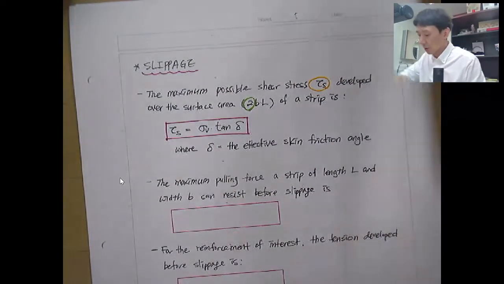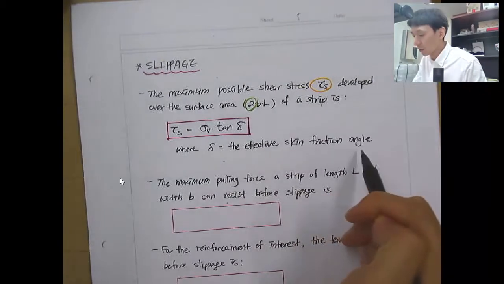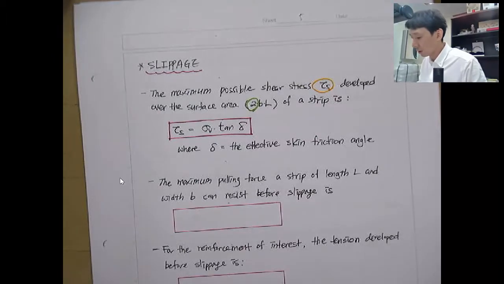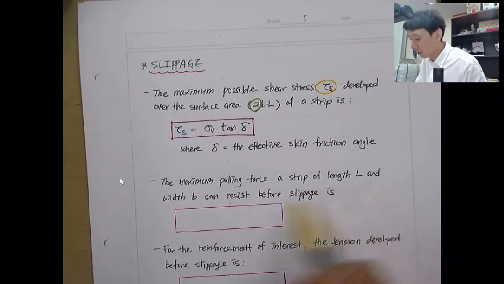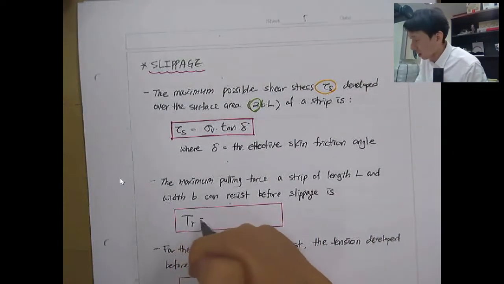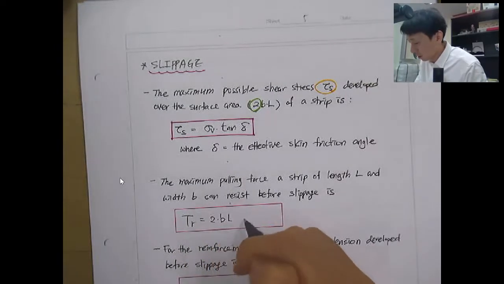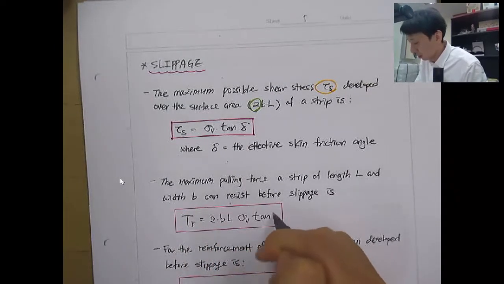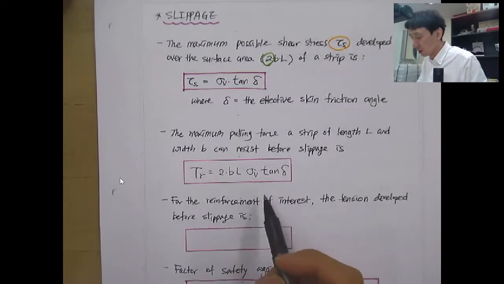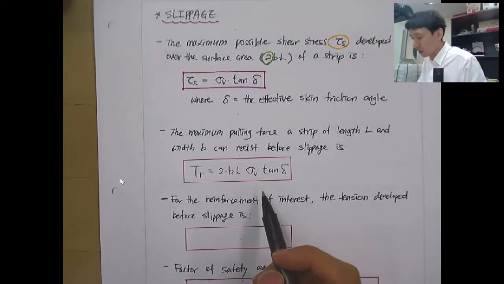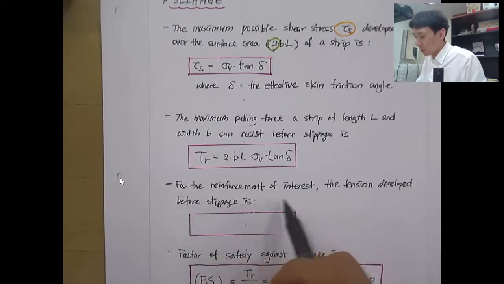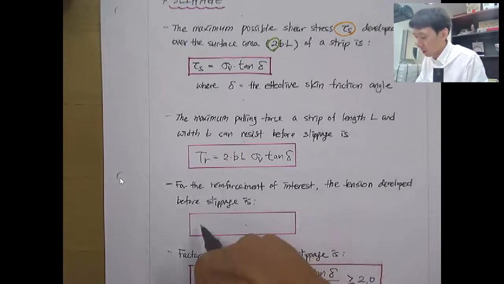And here the delta will be the effective skin friction angle between the strip and the soil. The maximum pulling force a strip of length L and width B can resist before slippage is TR = 2BL σV tangent δ. So this is the maximum force that the strip can resist before slippage occurs. For the reinforcement of interest, the tension developed before slippage will be the same.